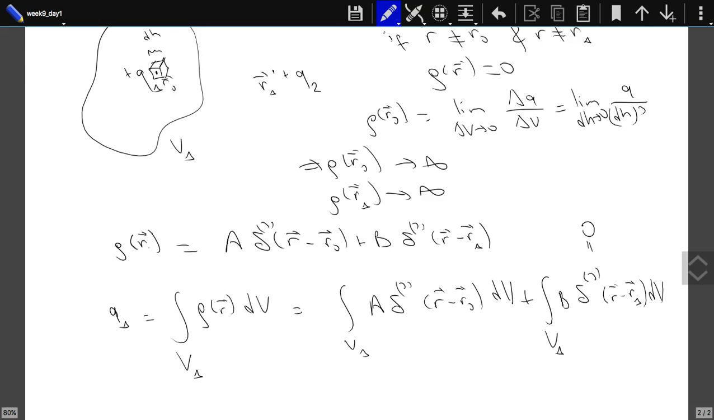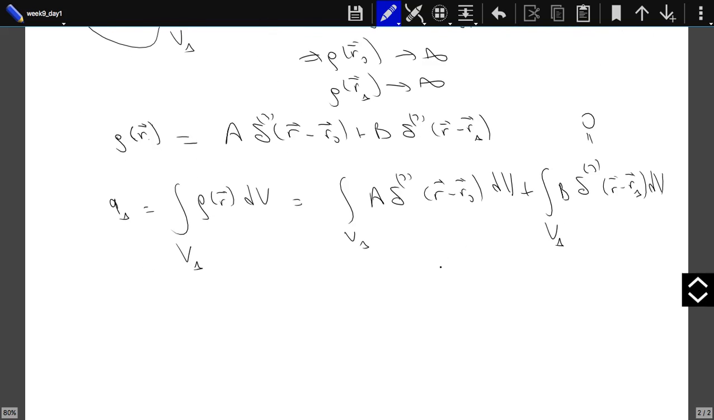Now, in the first integral, R equal to R0 is within my volume. So this Dirac delta just tells me that to evaluate this integral, wherever you see an R in the integrand, just replace it with R0. That is how we integrate the Dirac delta. But there are no R's over there, so there is nothing to replace. It's just A. So that tells me that A is equal to Q1.